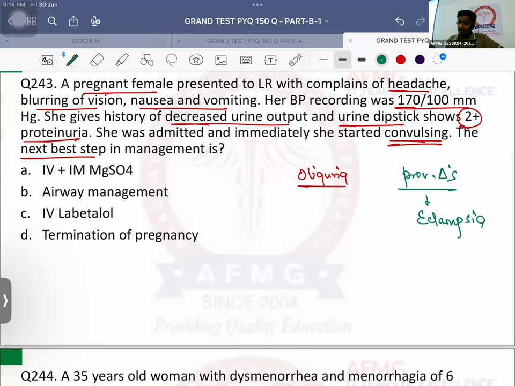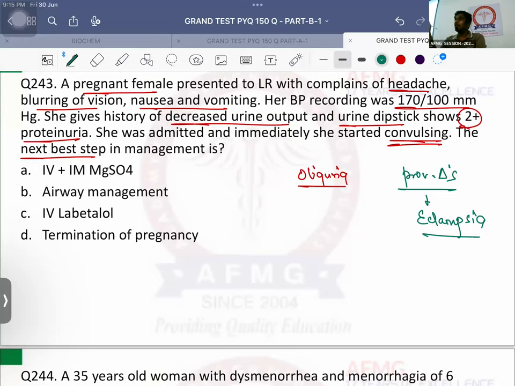Okay, now why eclampsia? Because please remember, if they would have said only the blood pressure is high, 170 by 100, more than 160 by 110 blood pressure, I would have said it is a case of gestational hypertension. If they say along with high BP, there is also proteinuria, then I would have said it is a case of preeclampsia or a preeclamptic toxemia. But along with high BP, proteinuria, they will say there are signs like end organ damage, headache, blurring of vision, epigastric pain, nausea and vomiting, decreased urine output. These are signs of end organ damage. Then I would have said it is a case of imminent eclampsia.